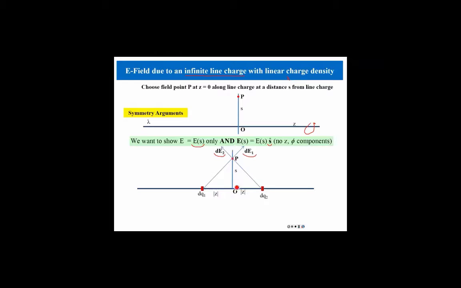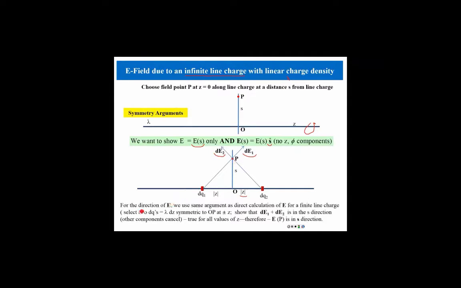I've changed the variables here, so now we have z here, and so this would be s along this direction here. But the important thing is that the E field is in the direction normal to the line charge. Just restating that for the direction of E, we use the same argument as the direct calculation of E for a finite line charge. We selected these dq's, and in this case it would be lambda dz, symmetric to the OP axis at plus or minus z. So that's these two elements here.